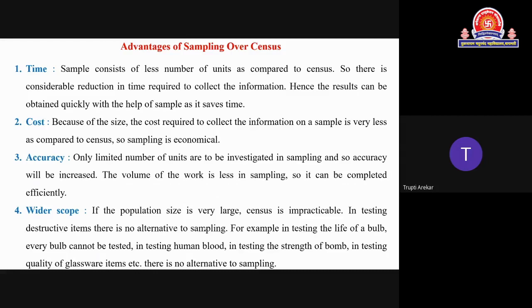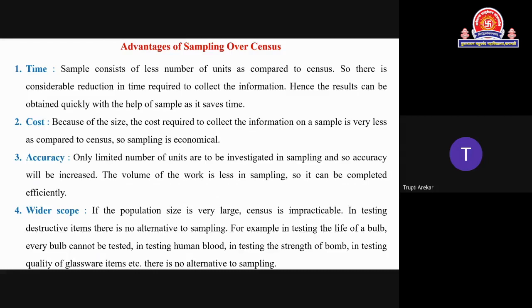As for census, each and every unit is to be tested, while in sampling we can take a small part from the population and test it, so the time is very less there. Next it comes to the cost. It reduces the cost also. There is reduction in cost both in terms of time and manpower.